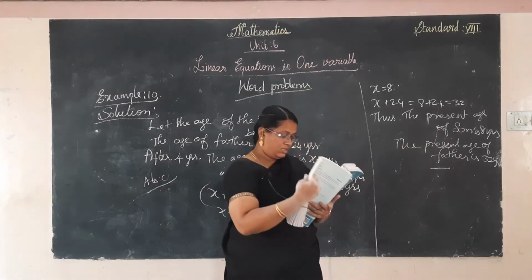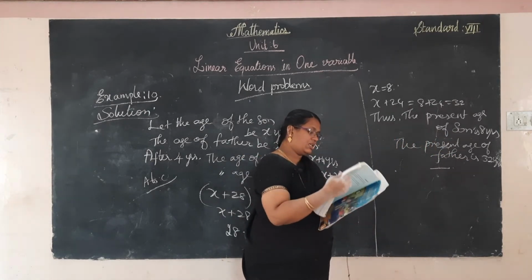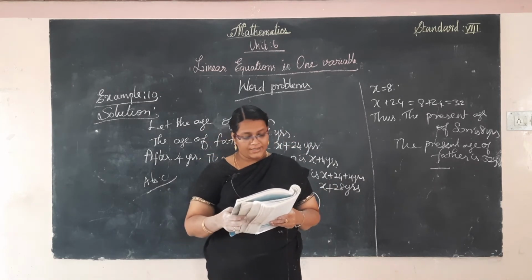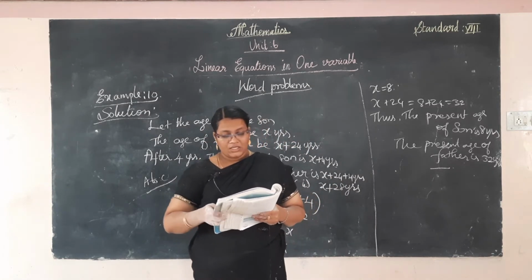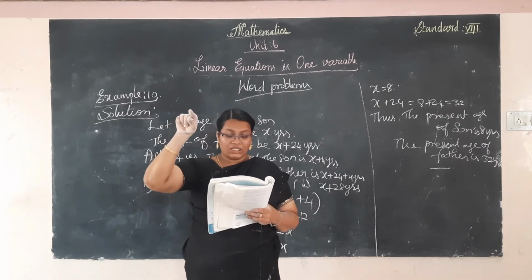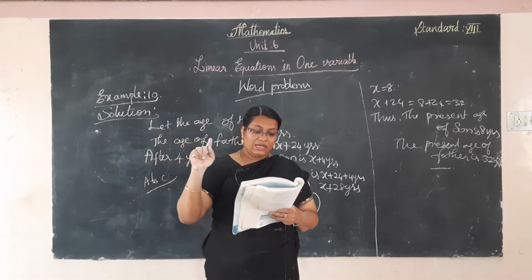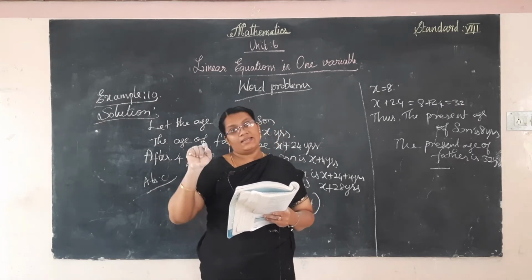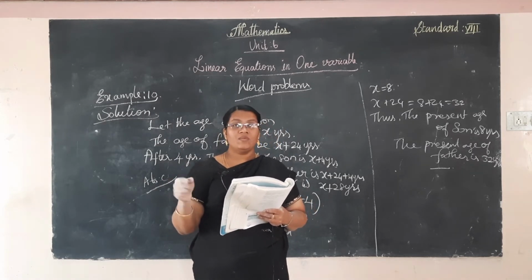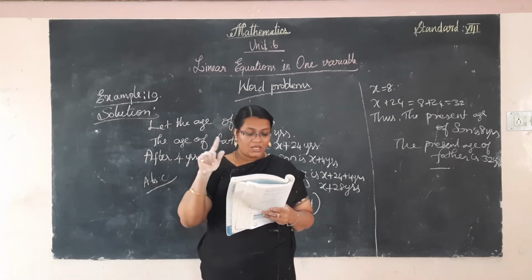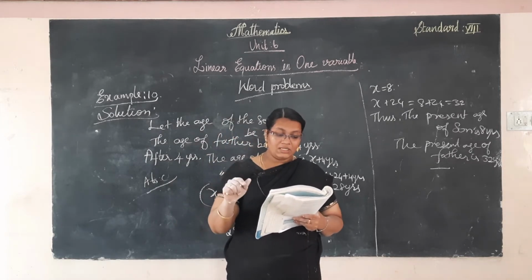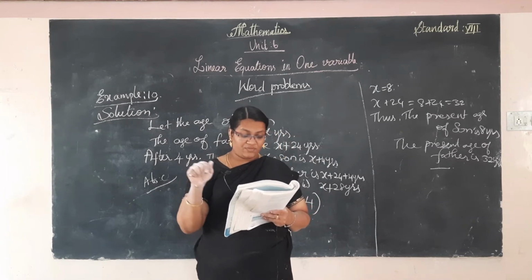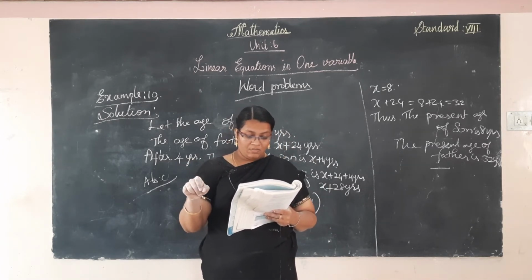Right. Now see the next example, 11. The numerator of a fraction is 3 less than its denominator. So we have considered the denominator as x. So 3 less than means x minus 3. If the denominator is increased by 5, so denominator increase, so plus 5.